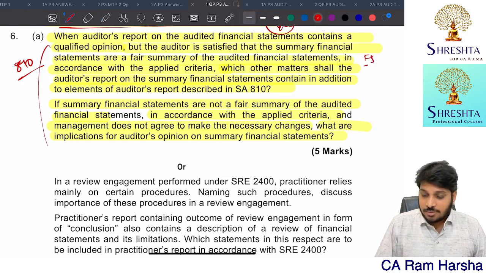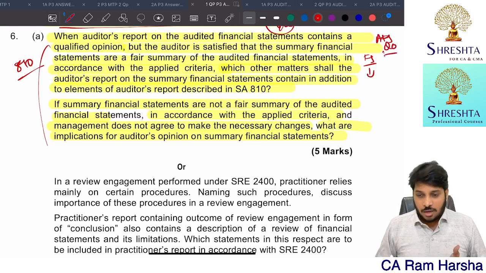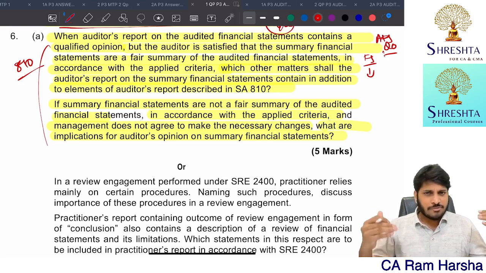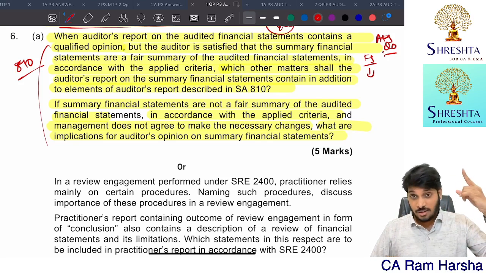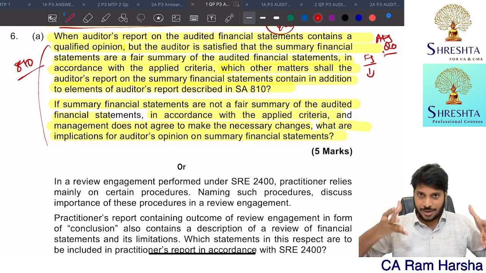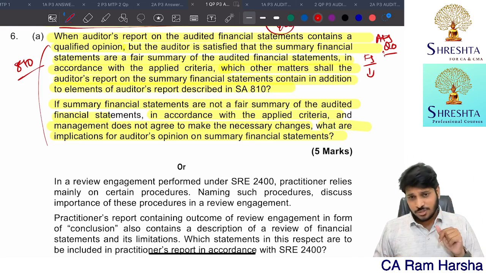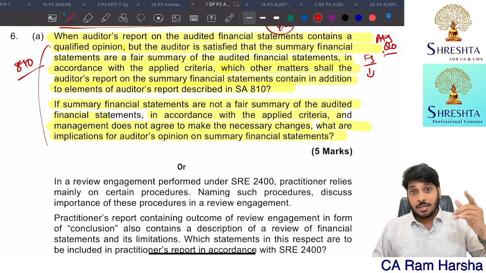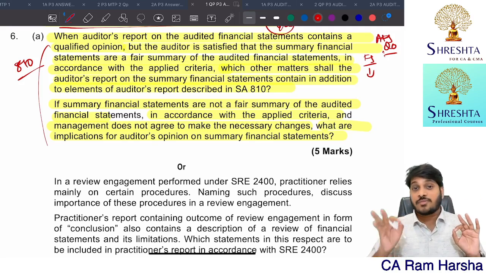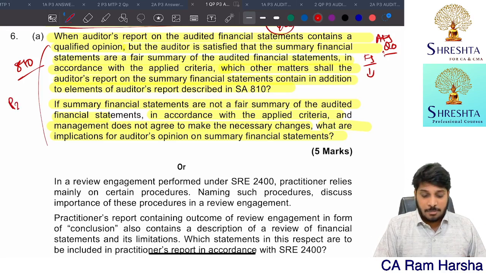So one, if it is a fair summary and on the audited financial statements a qualified opinion is given, you will give an unqualified opinion on the summary financial statements saying that the summary financial statements are a fair summary. In addition to that, since the audited financial statements' audit report contains a qualified opinion, you explain what the qualified opinion is and all that here. Suppose the summary financials are not a fair summary, we straight away give an adverse opinion on the summary financials. I have covered this in my marathon part 2.